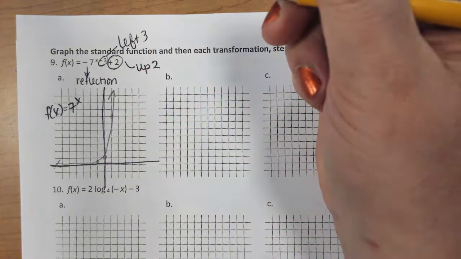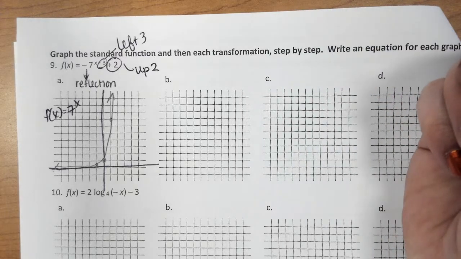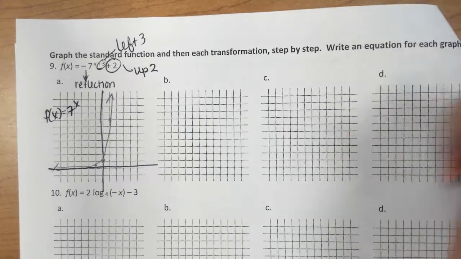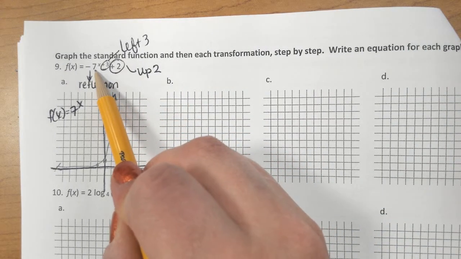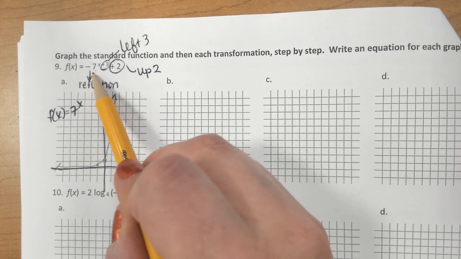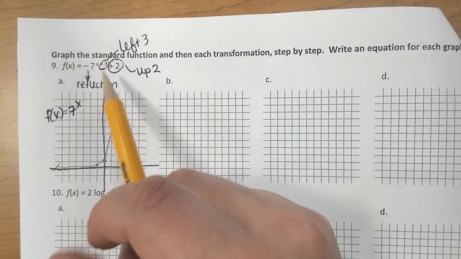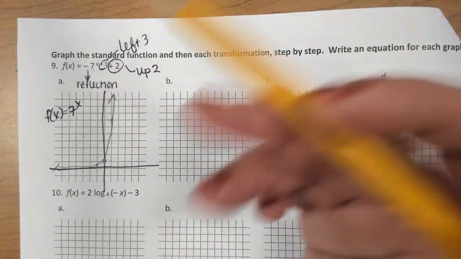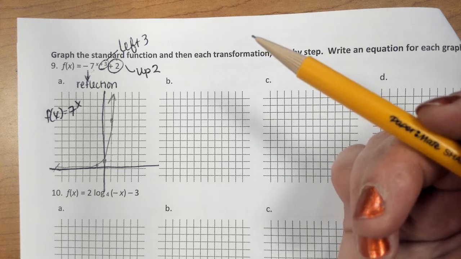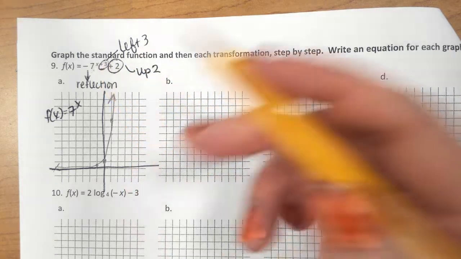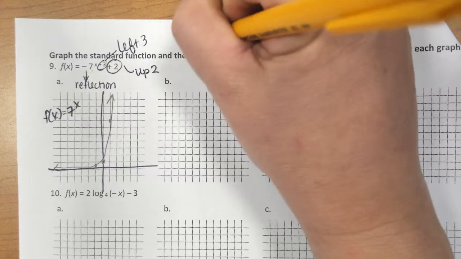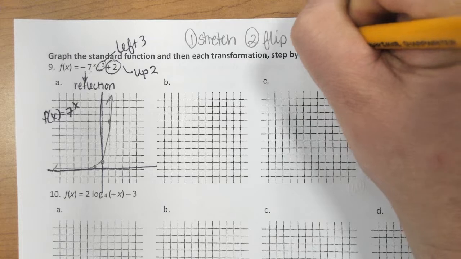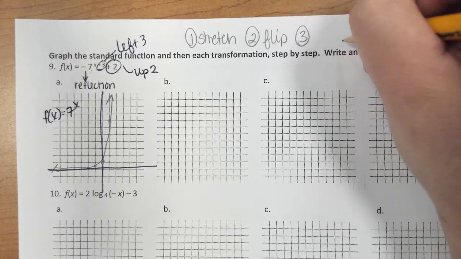Okay, next, if you remember the order that we go in, the big thing to remember is to do your shifts last. That's the really important thing. The stretch is sort of built in with what our base is. 7 is our base, and that means we're kind of stretching by a power of 7. We don't really have a parent function for this because 1 to any power is just 1, so it wouldn't look any different. So our stretch is pretty much built in, but remember our order is first you want to stretch, then you want to flip, and then finally you want to translate, or shift.